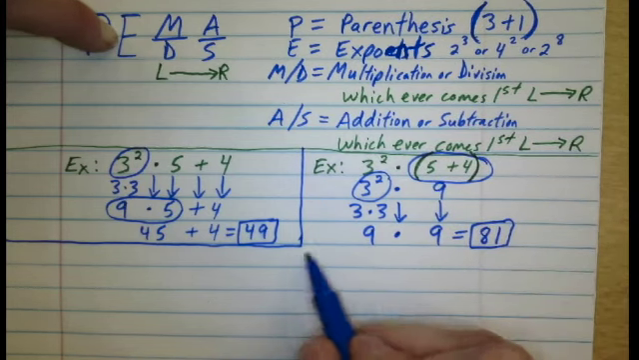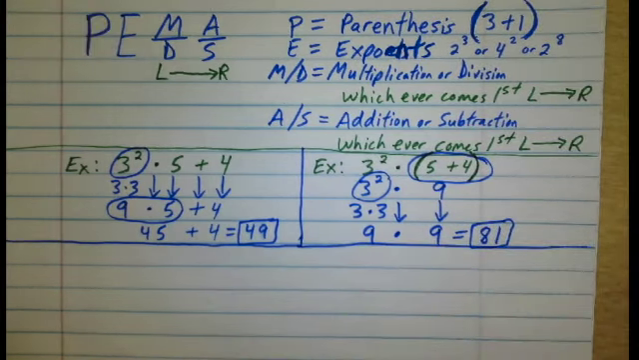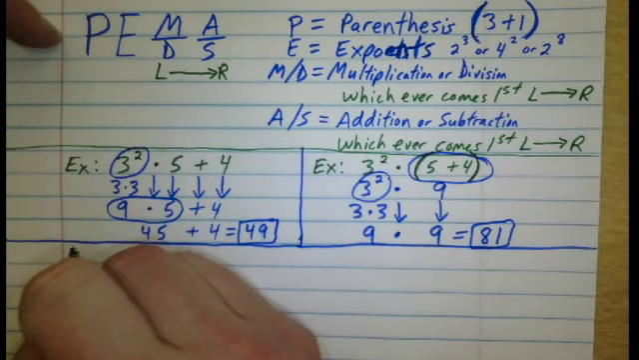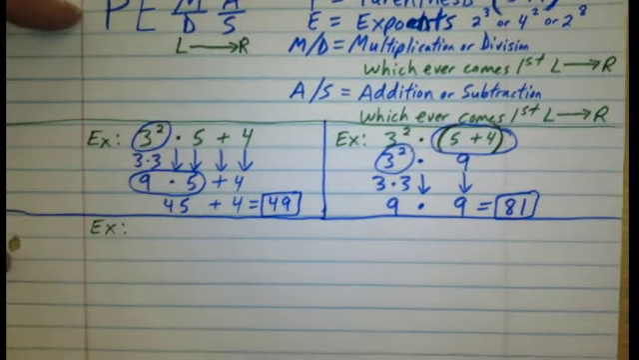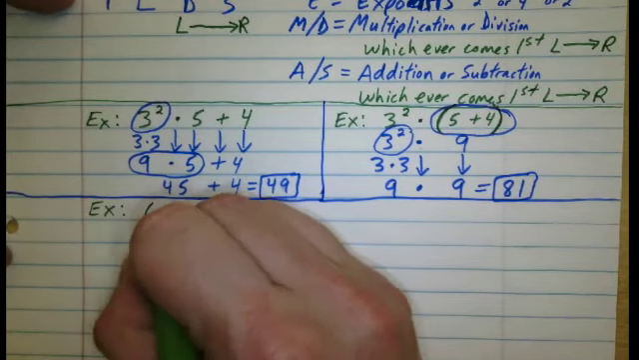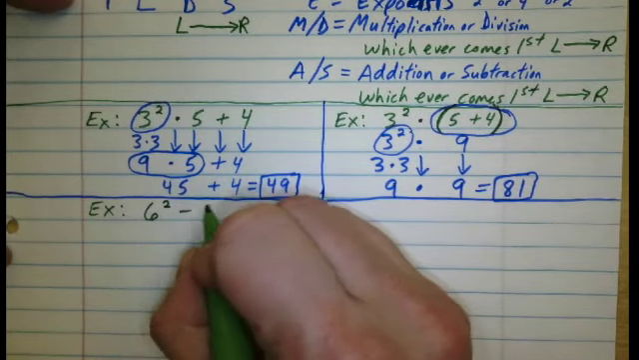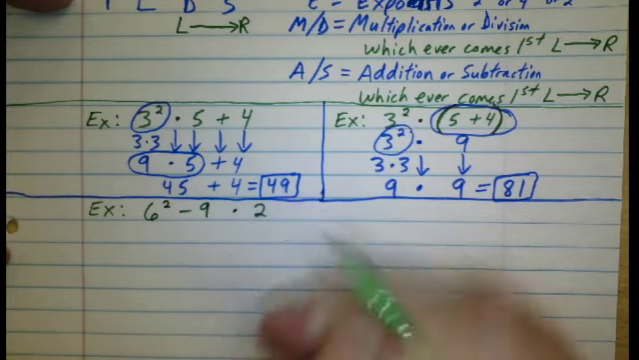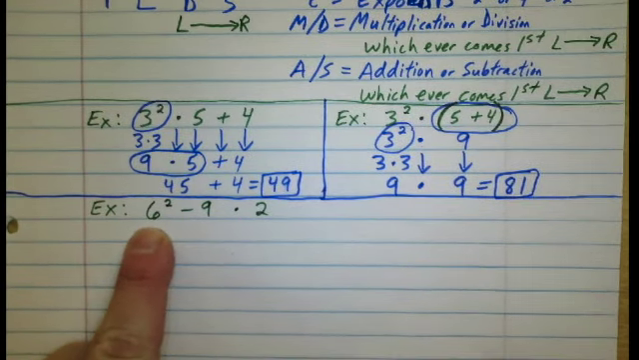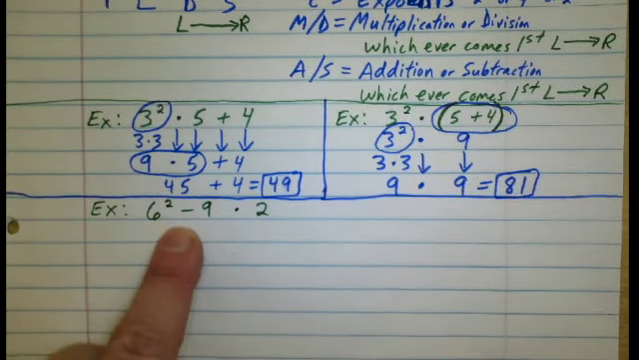So we do get a different answer on this problem, even though it looks similar to this one, because this one had parentheses. So the problem is a little bit different. The next question I would like you to do is 6 squared minus 9 times 2. So first off, make sure you have it right. 6 squared means 6 to the second power minus 9 times 2.